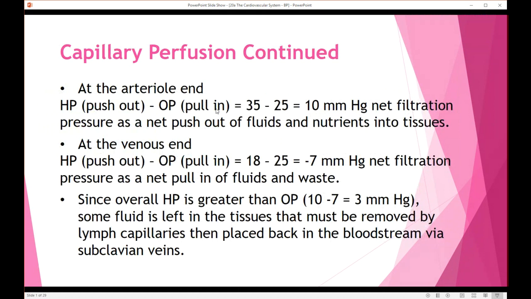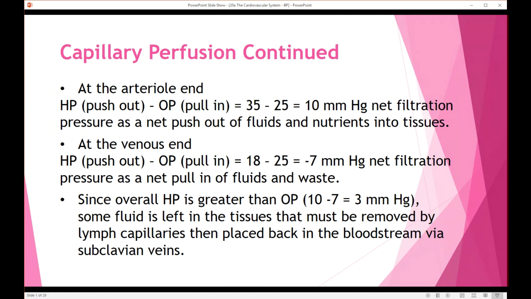So at the arterial end, we have the hydrostatic pressure. The hydrostatic pressure pushes out minus the osmotic pressure that pulls in. 35 minus 25 is 10 millimeters of mercury net filtration. This is pushing out the fluids and the nutrients into the tissues, into that interstitial fluid.